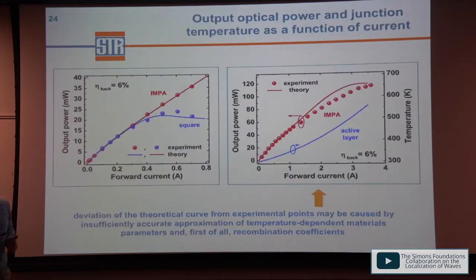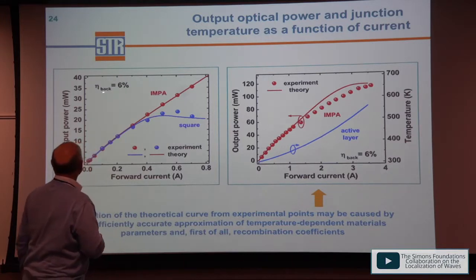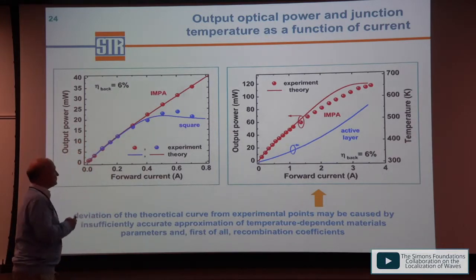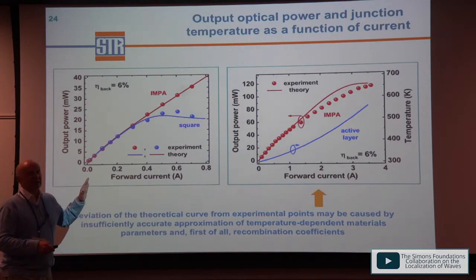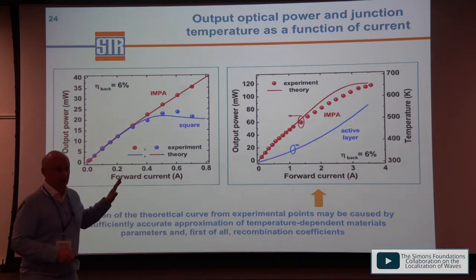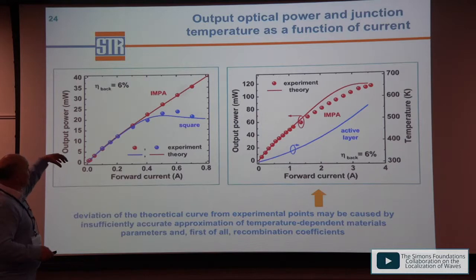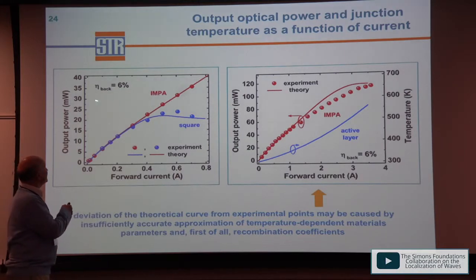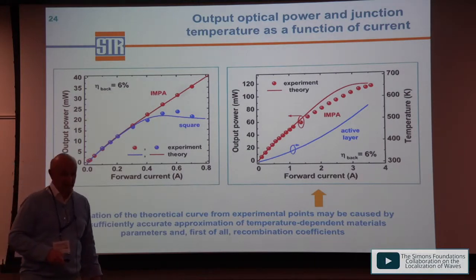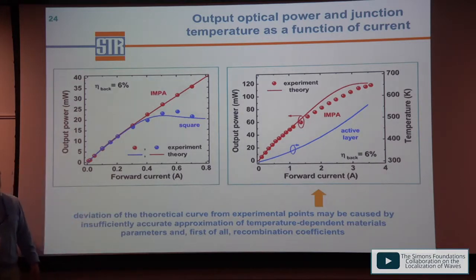What is this 6%? What's eta back? Here? No, the efficiency, you say eta sub back. What is this? This is, yes, right. We didn't know the exact light extraction efficiency for these devices. So we fitted the light extraction efficiency from the backside of the sapphire substrate. So this efficiency was obtained by fitting in some points. It is used for both types of devices.